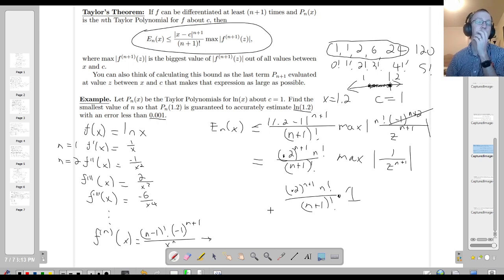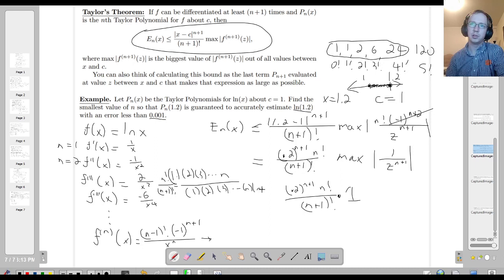Okay, so that is the error I get for the nth term. But now let's think about what the problem's asking us to do. I can do one more step here. N factorial over n plus 1 factorial. We've actually practiced this before in some homework. This is all the numbers 1 through n on top. And on the bottom, I've got all the numbers 1 through n plus 1. So everything cancels out except the 1 over n plus 1.